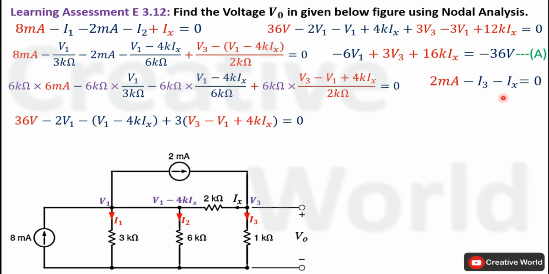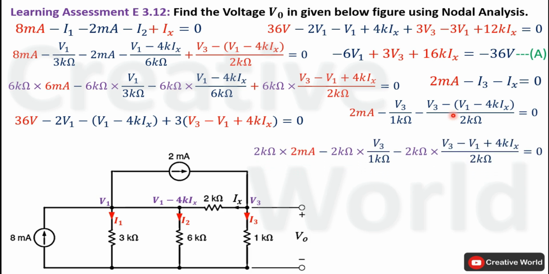Now replace I3 and Ix with their values. I3 will be equal to voltage across this 1 kilo ohm resistance V3 divided by the value of resistance 1 kilo ohm. Similarly, Ix is equal to V3 minus V1 minus 4k Ix divided by 2 kilo ohm. Now open these brackets, it will become minus V1 and plus 4k Ix, and multiply this equation on both sides with 2 kilo ohm in order to omit all denominator values.